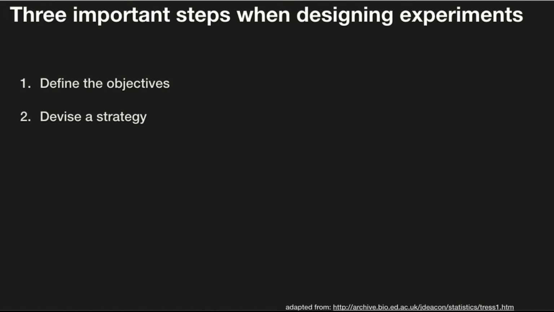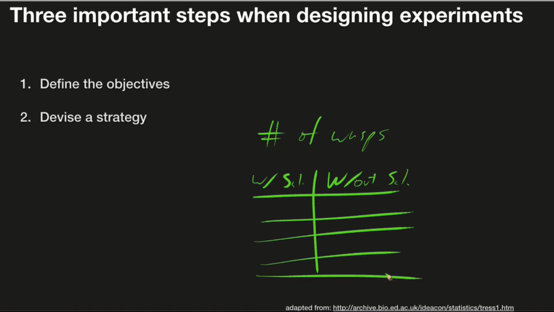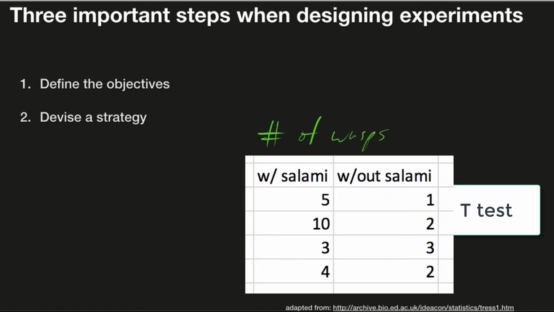Maybe I'm going to measure the number of wasps that visit lunches with salami and without salami. And each of my replicates is going to be a different person eating lunch. And so, I might get 5, 10, 3, 4, and maybe here I get 1, 2, 3, 2. Now I've got it set up, and this would be appropriate for a t-test.